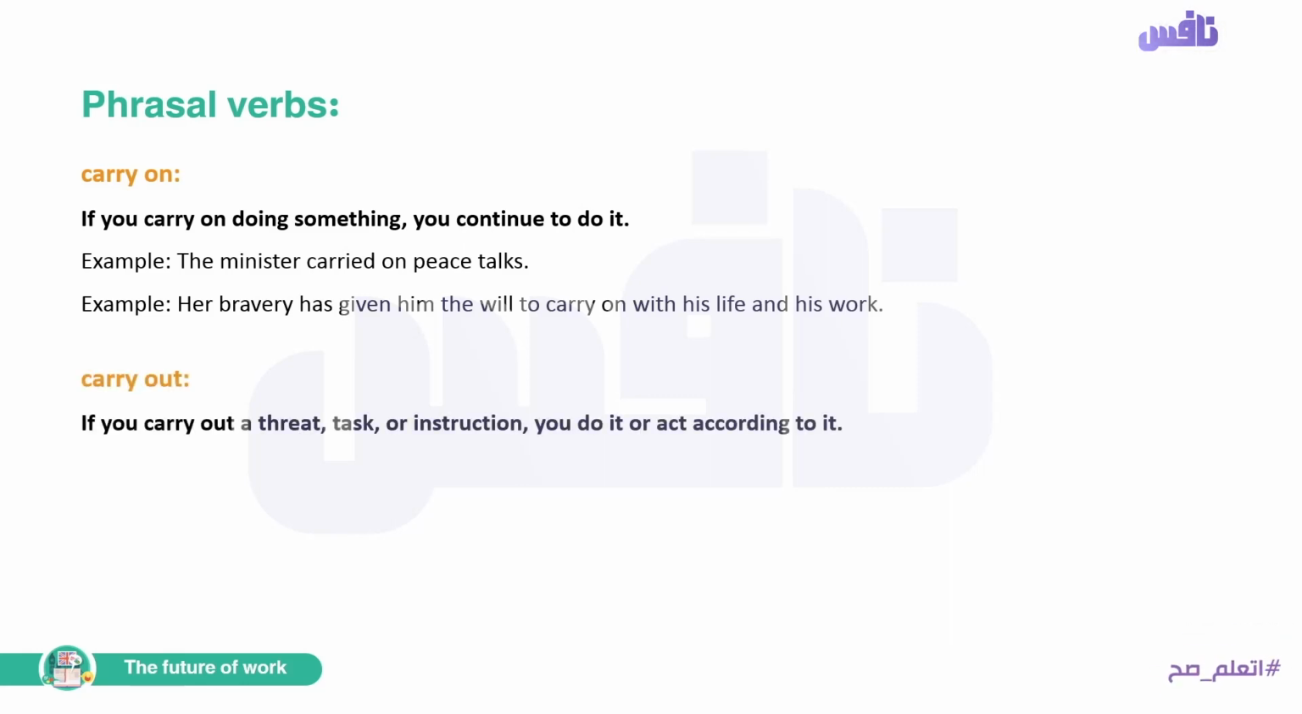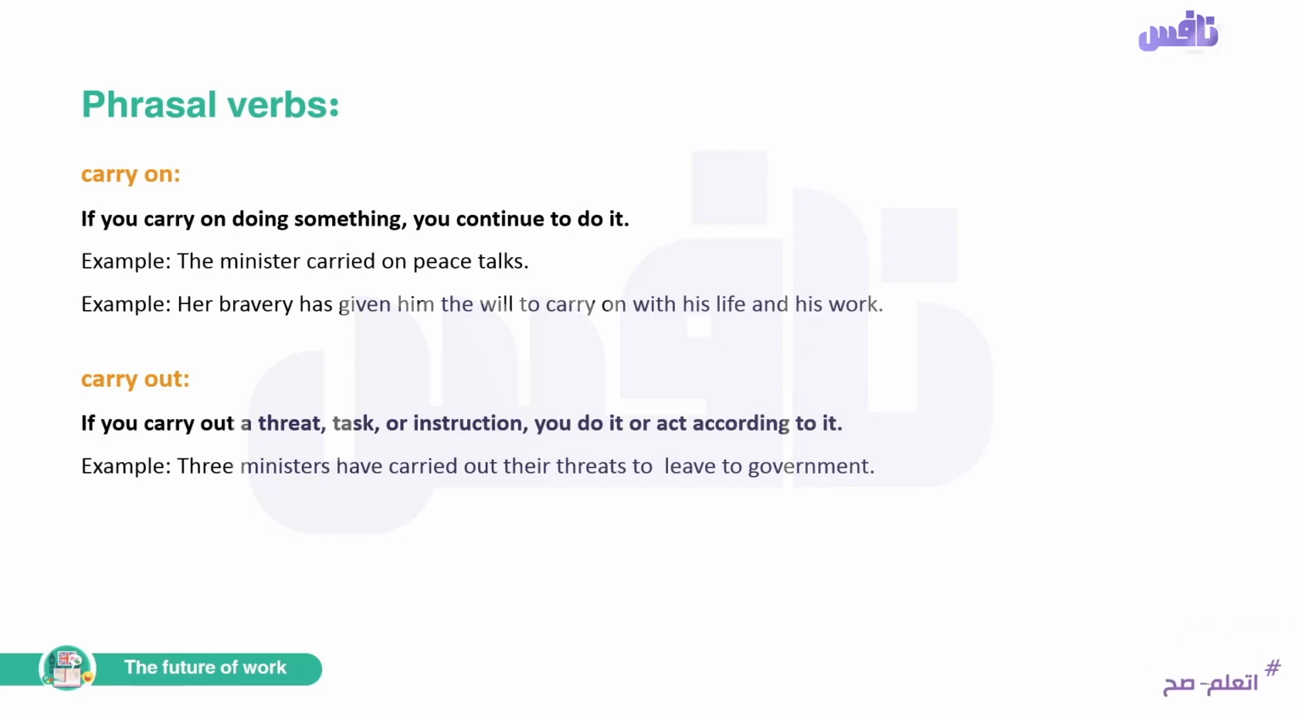Carry out. If you carry out a threat or task, threat يعني تهديد, task يعني مهمة or instruction, you do it or act according to it. معناها إيه؟ معناها ينفذ يعني. في الإكزامبل بيقول لنا 3 ministers 3 من الوزراء have carried out نفذوا their threats تهديداتهم to leave the government لترك الحكومة. في الإكزامبل التاني بيقول لنا the surgeon الجراح has carried out 3 operations. يعني لقد نفذ الجراح 3 من العمليات الجراحية.